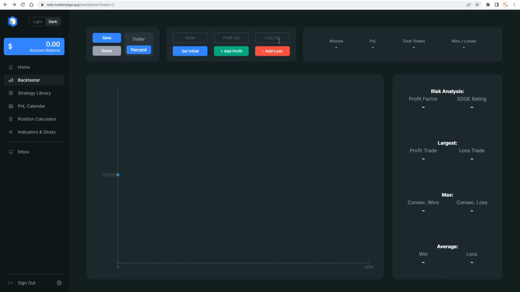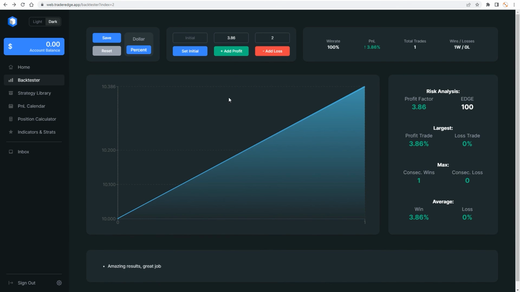In the first trade we have a risk to reward of 1 to 1.93, and in this strategy we are always risking 2% of our current account size, so we multiply the risk with the reward and get a profit of 3.86%. So let's do this again 99 times.